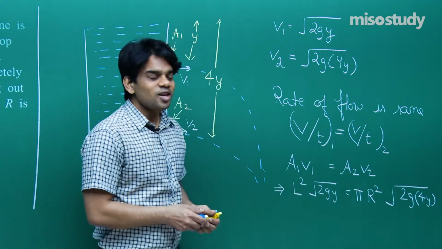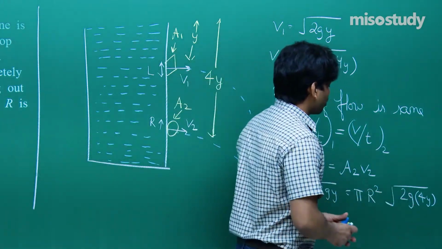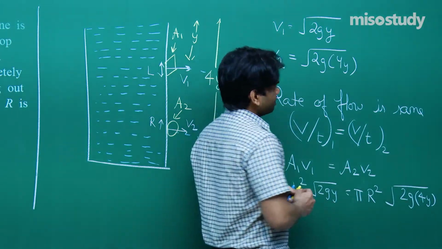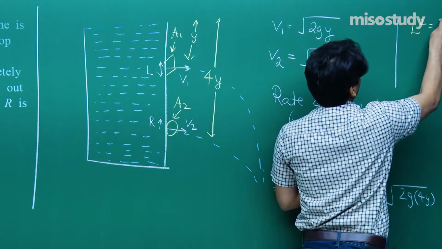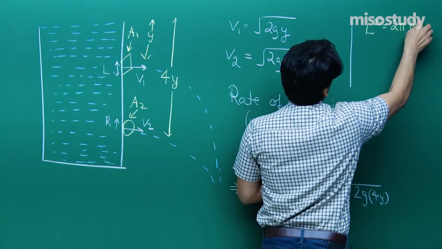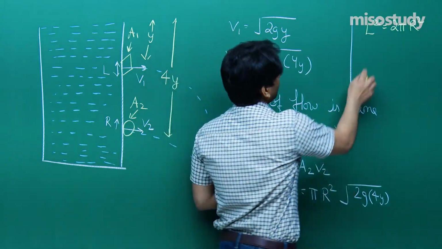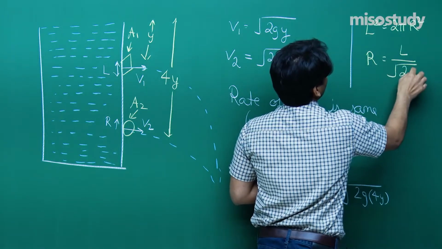Now very easily you can proceed. Some terms will be cancelled, under root 2Gy will be cancelled out, to be left with L square is equal to 2 pi r square. This is what you can write. 2 will come out, 2 pi r square. So finally, r will be equal to L upon root 2 pi.